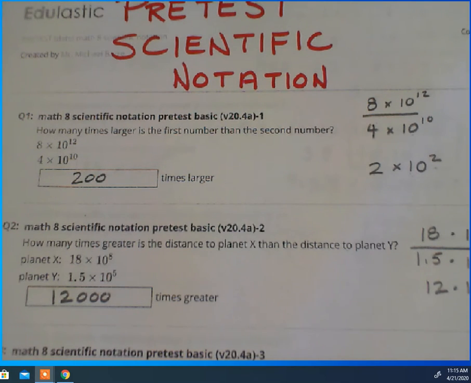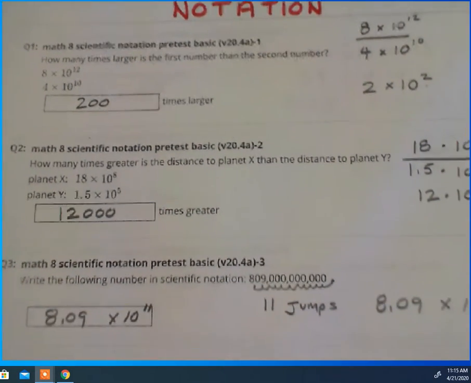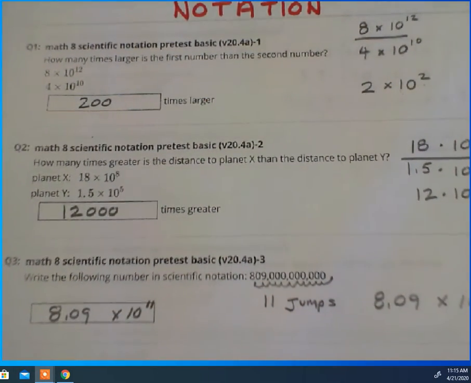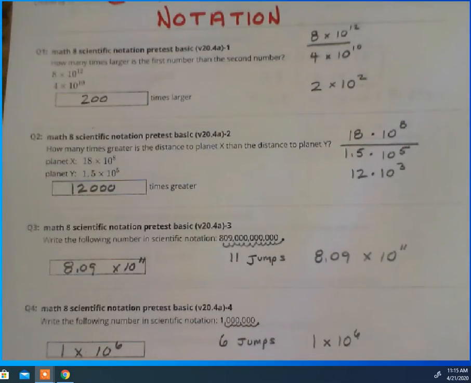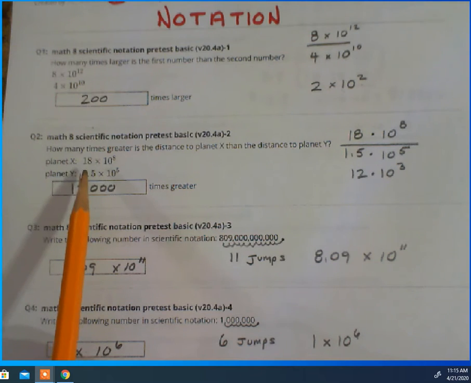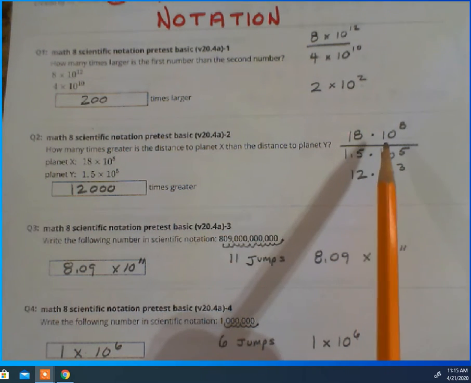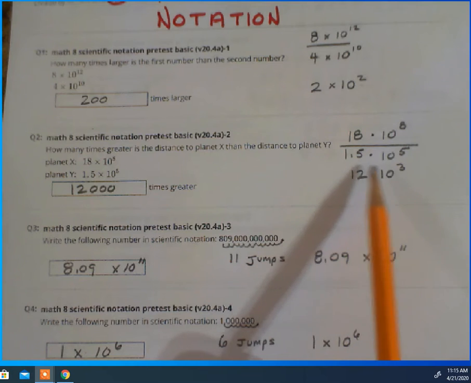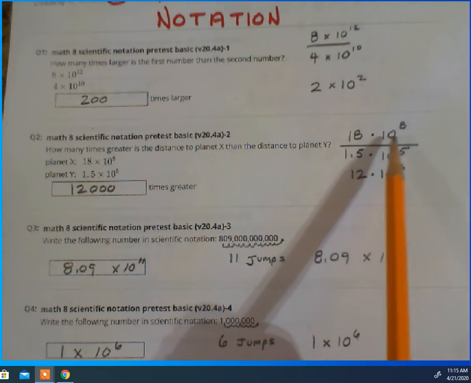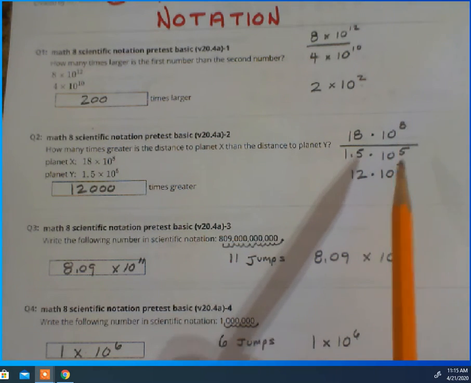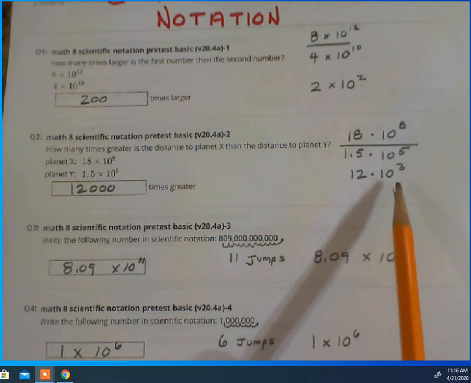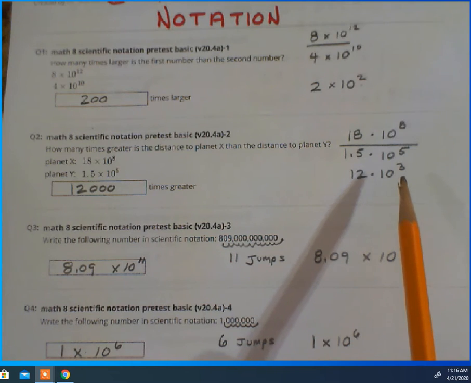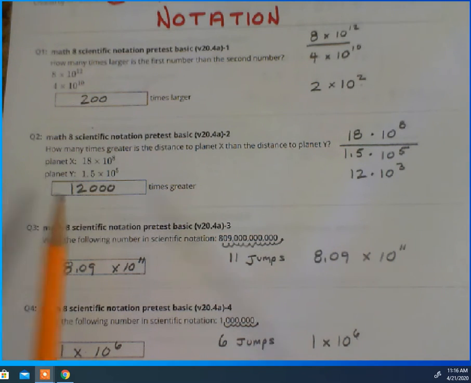Our next one is a similar type of problem. How many times greater again? So I have big over small again. So I did 18 times 10 to the 8th over 1.5 times 10 to the 5th. And I have 3 extra tens on top, so this is 10 to the third. And 18 divided by 1.5 is 12, so 12 times 10 to the third. 10 to the third is 1,000, so 12 times 1,000 gives me 12,000.